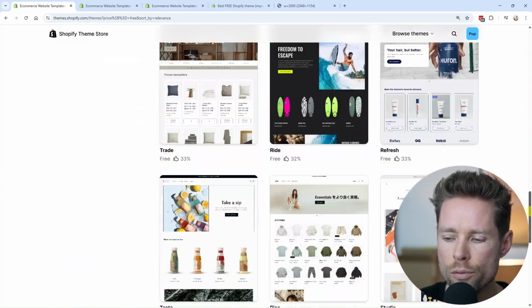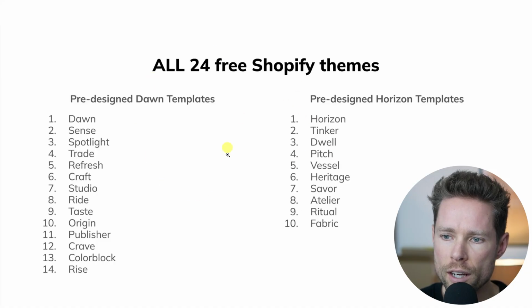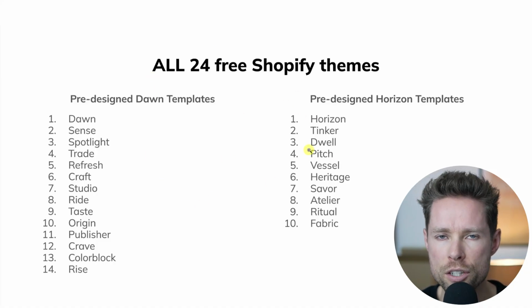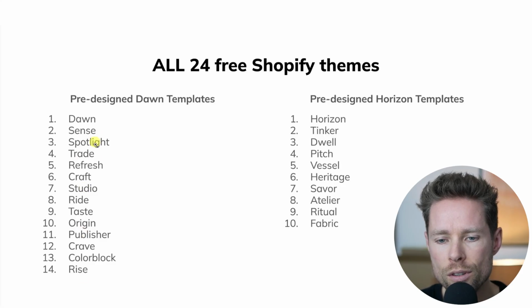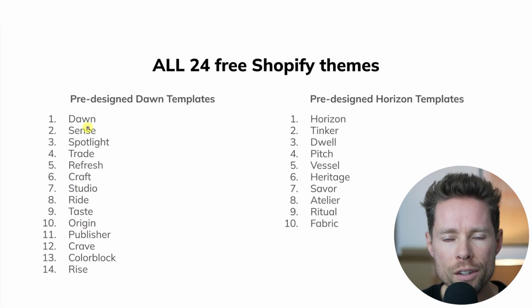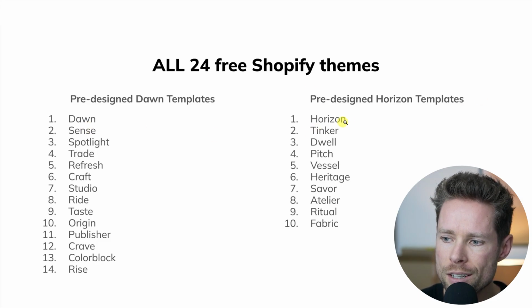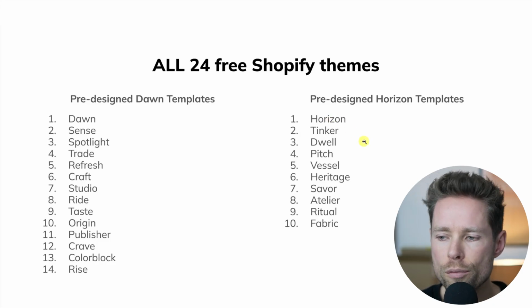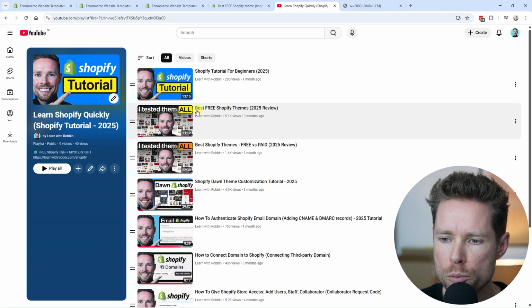So what about those other free themes you can see here on their website? The rest of the free themes you can see here on this image I created are just design variations of those 2 themes. So we've got the pre-designed Dawn templates, and here you can see all of them. These templates are based on the Dawn template introduced in 2021. And these pre-designed templates are based on the Horizon template. It's a bit confusing for people who are new to Shopify, since Shopify doesn't make this super obvious, but now you know.